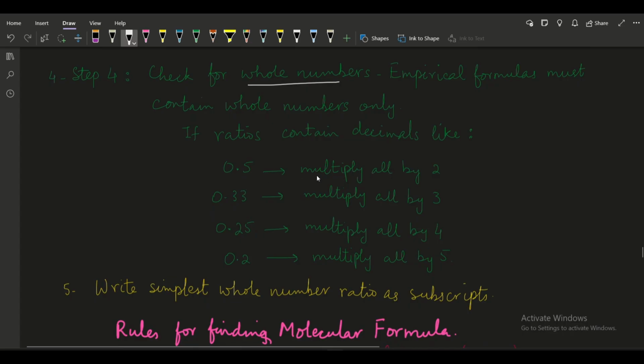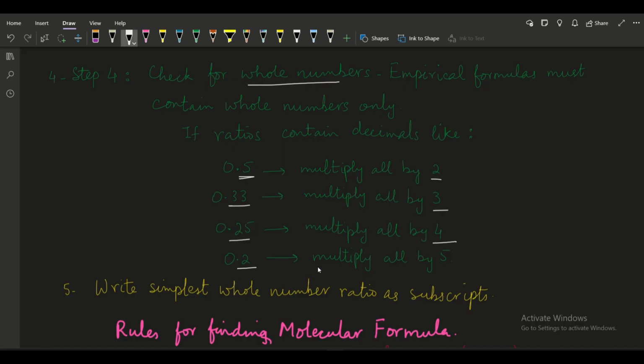This is an easier way of rounding them off. For example, if your answer is 1.5, or a fraction like 0.5, then you can round it off by multiplying it with 2. If it is 0.33, then you can round off by multiplying it with 3. If it is 0.25, you can change it into a whole number by multiplying with 4.